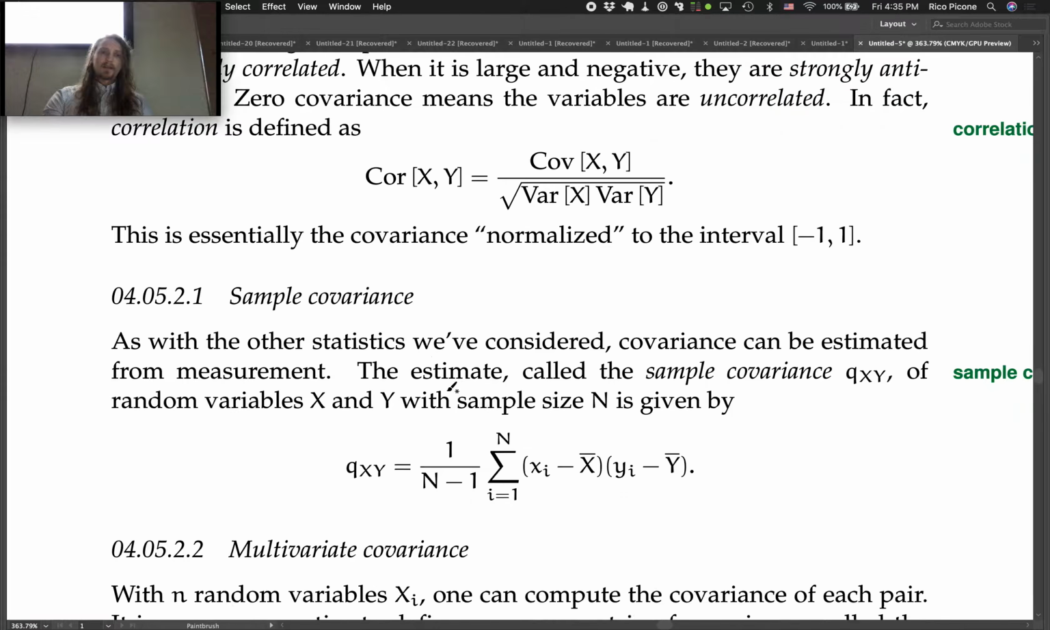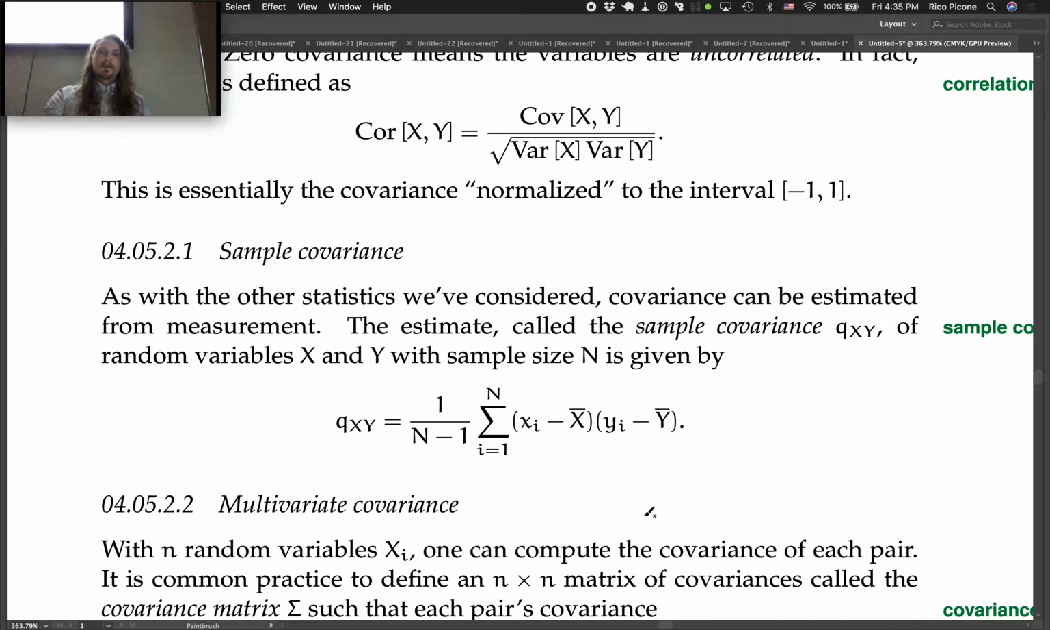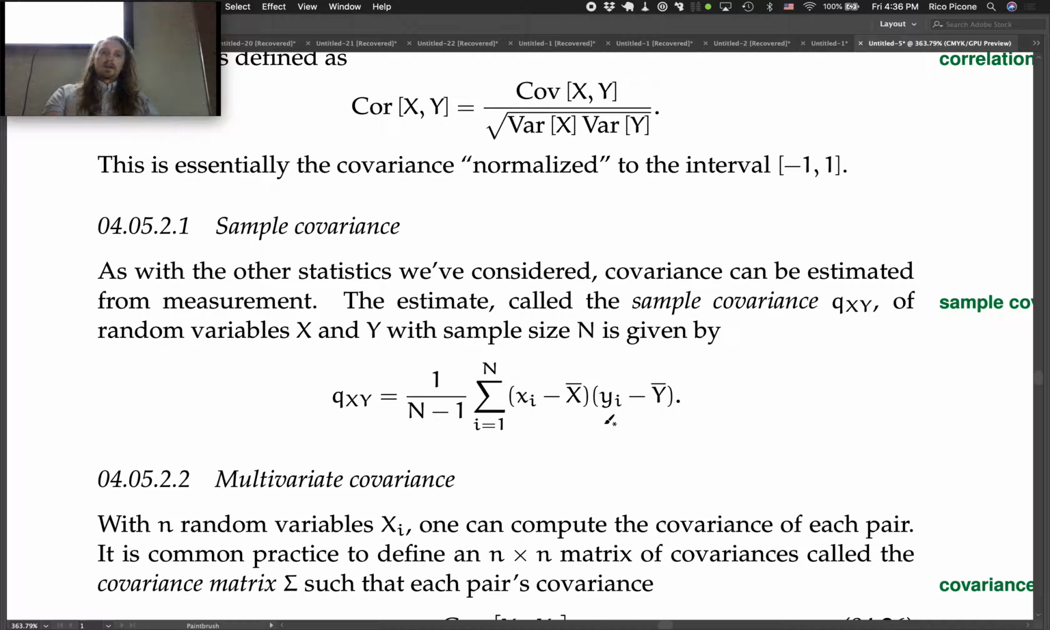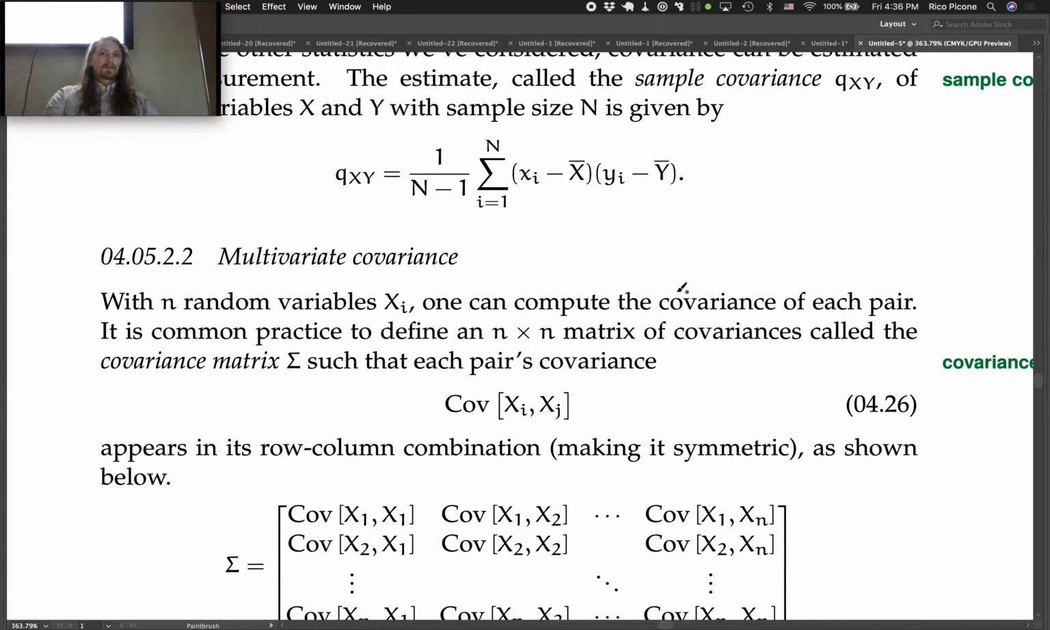Sample covariance. As with the other statistics we've considered, covariance can be estimated from measurement. The estimate, called the sample covariance, Q, of random variables x and y with sample size n is given here, where you just take the differences, subtracting out the sample means, and you sum up the product. So very similar definition to what we saw before for the sample variance.